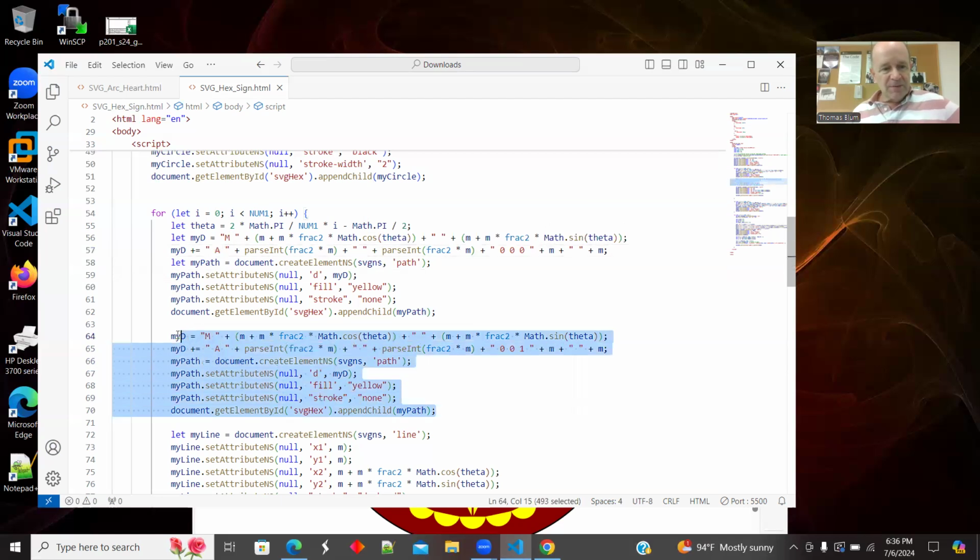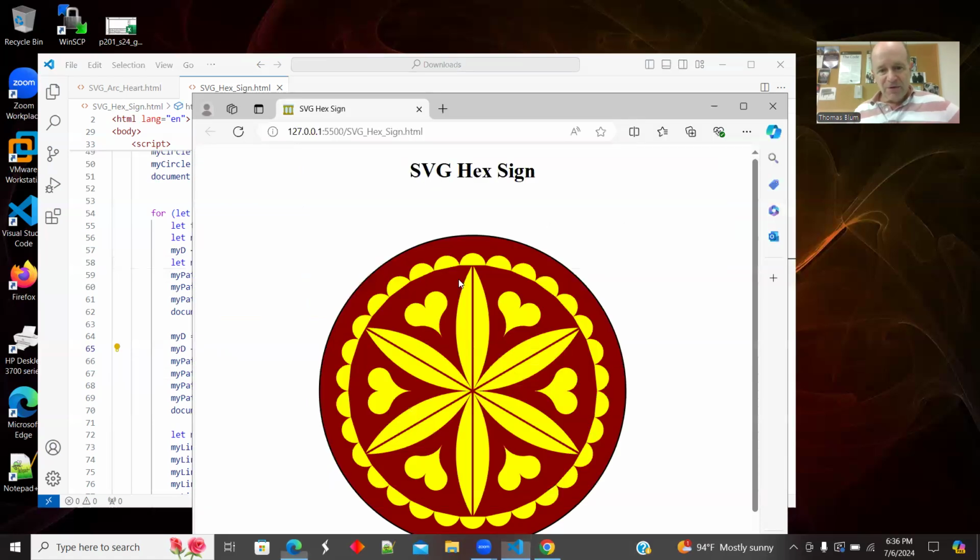This one is pretty much the same, except one of those parameters is different. So I'm sort of grabbing the other side of the arc. So one of them is this and the other one is that.